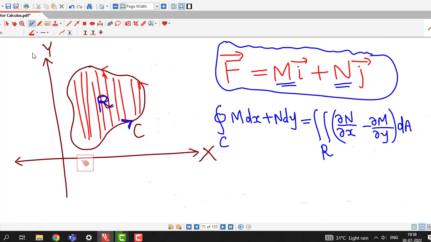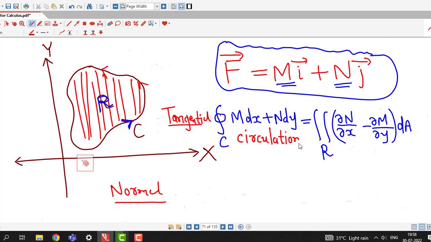So what is the difference between these two forms? The difference is only in terms of physical interpretation. Otherwise the line integral will be the same, whether we use the normal form or the tangential form of Green's theorem. This is the tangential or circulation curl form of Green's theorem, and now we are going to discuss the normal form.